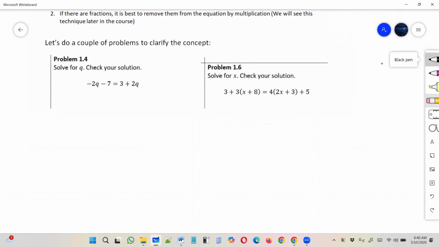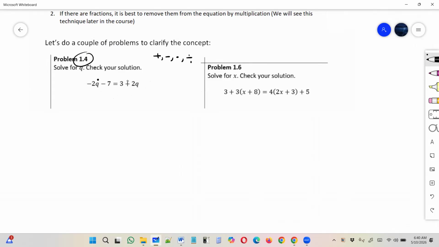Okay. All right, so let's solve 1.4. Now just keep in mind that I've chosen these two problems to highlight in the video, but in the workbook there are more that you can practice. So I'm going to use addition, subtraction, multiplication, and division to solve this equation for the variable q.